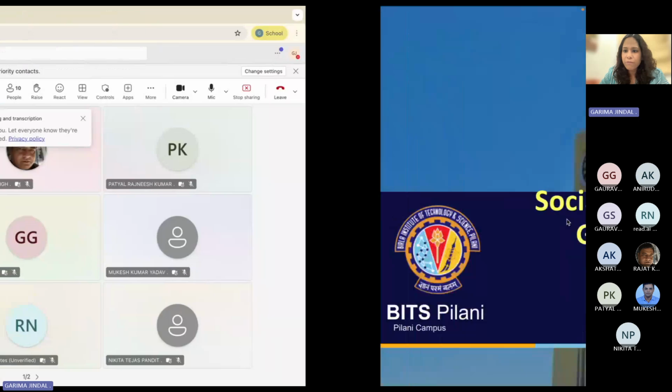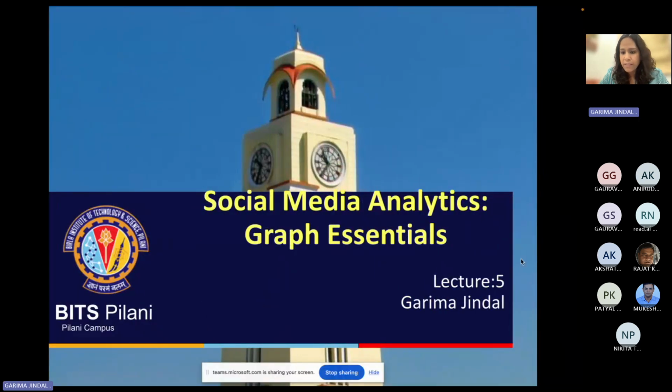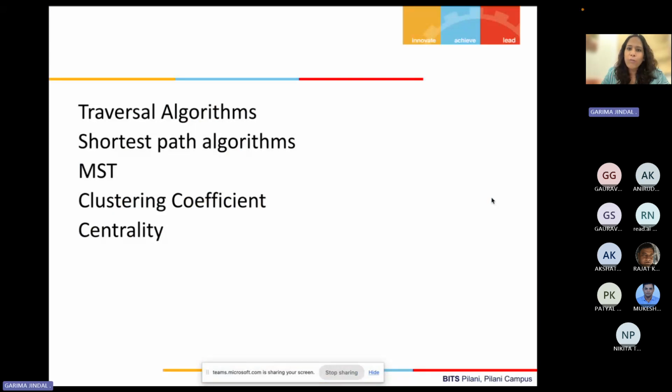We are into the fifth lecture of social media analytics, and today we will be discussing the following topics. In the last lecture we left a few of the algorithms that are important for calculating the network measures. These were the traversal algorithms, breadth first search and depth first search, then the shortest path algorithm, that is Dijkstra's algorithm. We will quickly see an example and go through its algorithm. Then we will also see how we calculate minimum spanning trees.